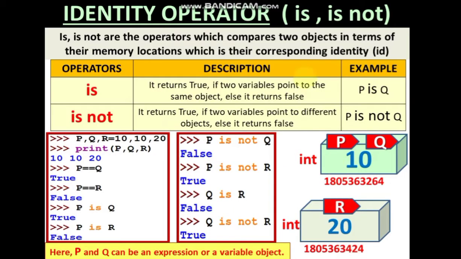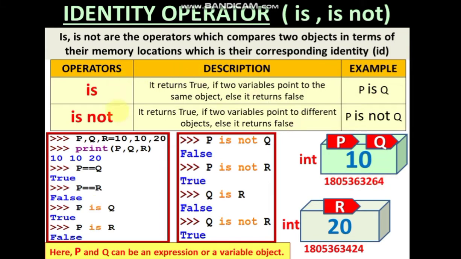Now moving on to the identity operators, is and is not. These two are the special identity operators, and they check the variables or the expressions of the objects as per their IDs, that is, the address, the memory locations. According to the memory location of the objects, the comparison takes place. So there is a difference between double equal to, which checks the equality as per the value, and the is operator, which checks according to the identity, that is the ID of the object. And we have learned earlier that ID is the memory location of any object.